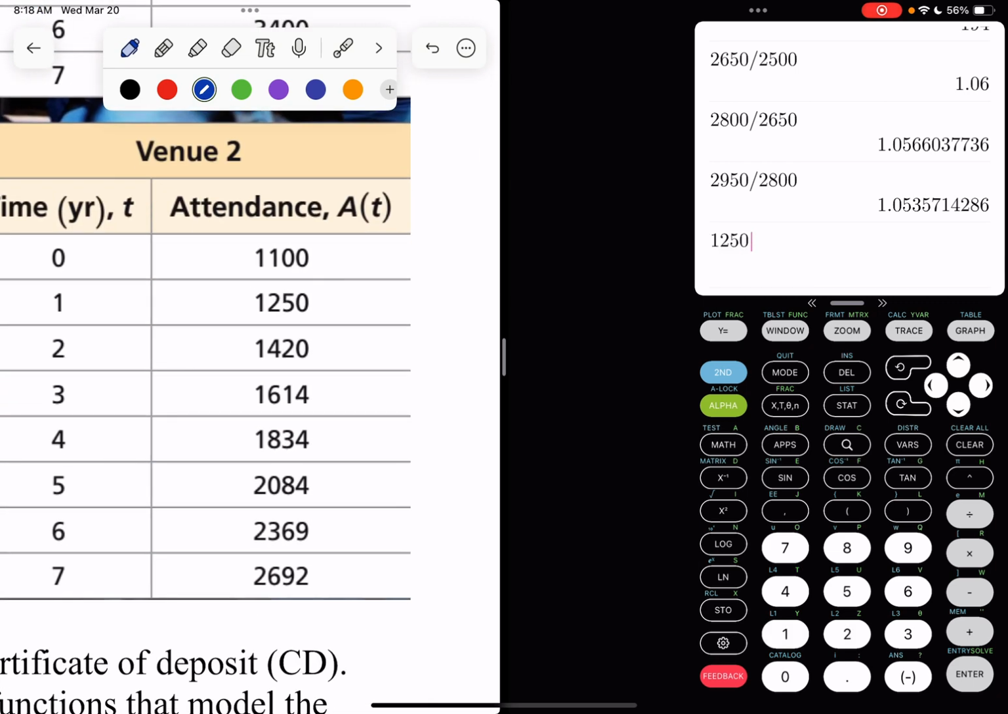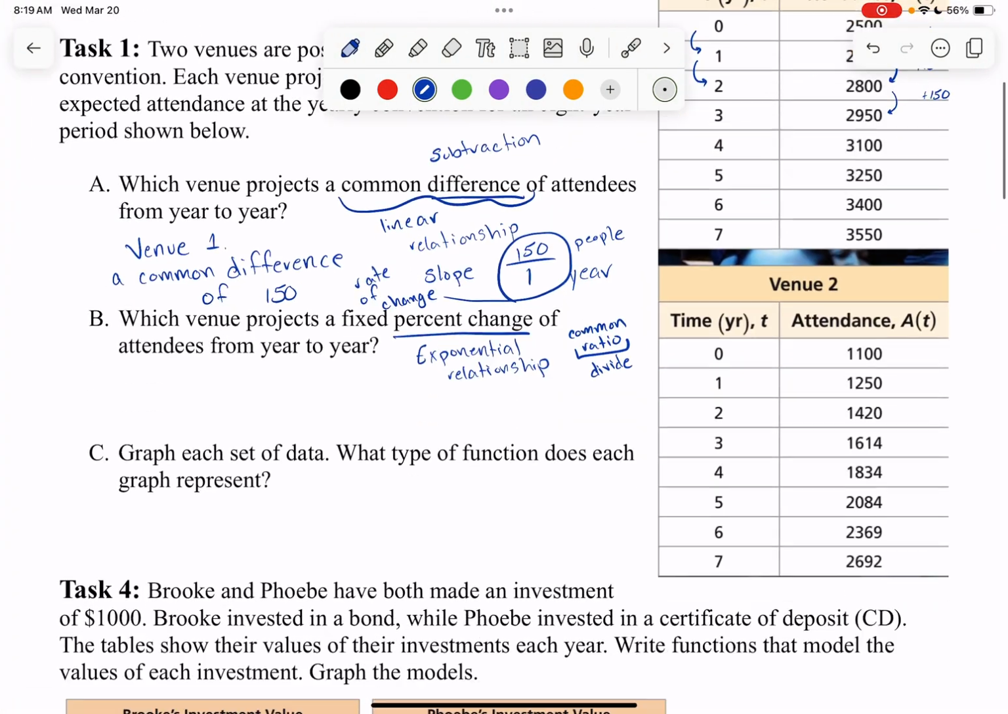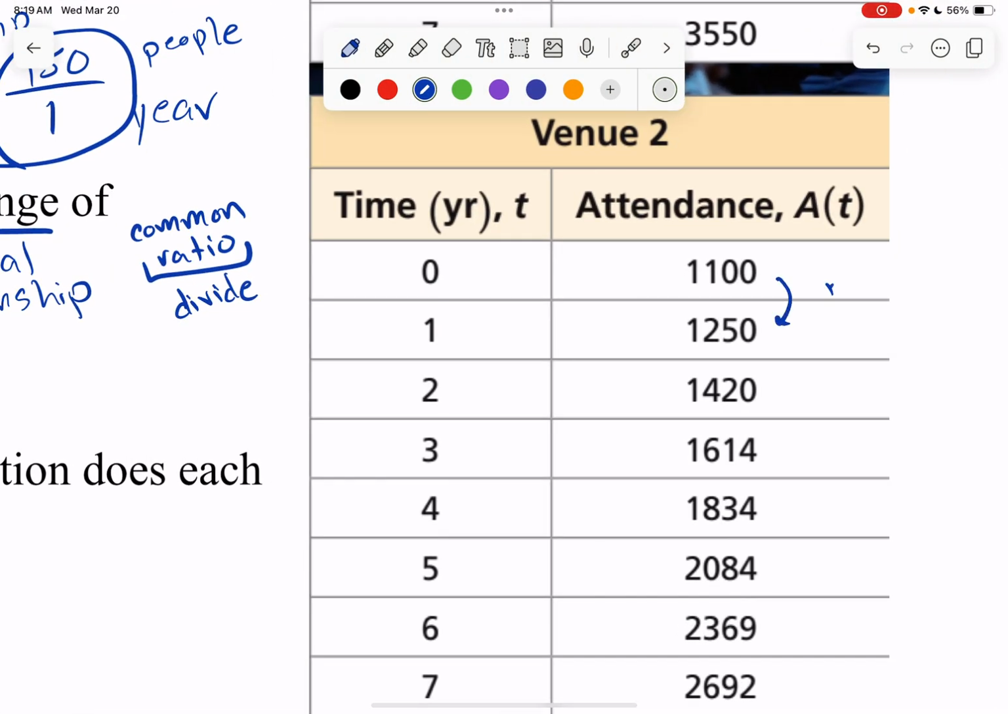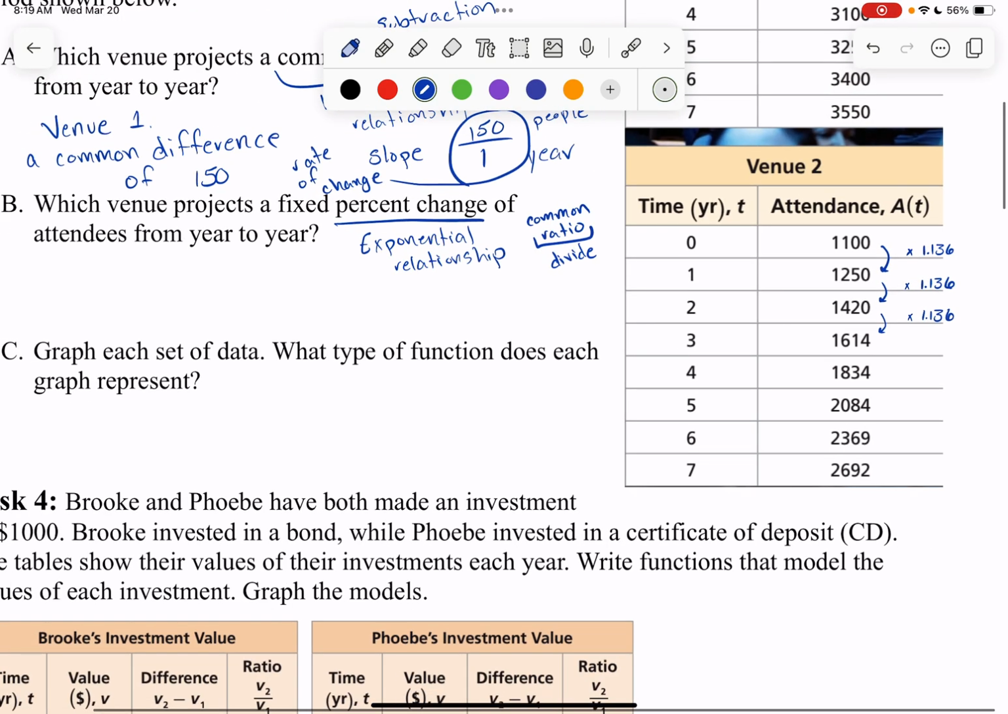Whereas this one, 1250 divided by 1100, gives me 1.13. 1420 divided by 1250 is 1.136, and the other one was 1.136 as well. 1614 divided by 1420 is 1.1366. 1834 divided by 1614 is 1.136. So it looks pretty consistent at 1.136. To go from here to here, I multiply by 1.136. To go from here to here, I multiply by 1.136, and so forth. So it has that common ratio.